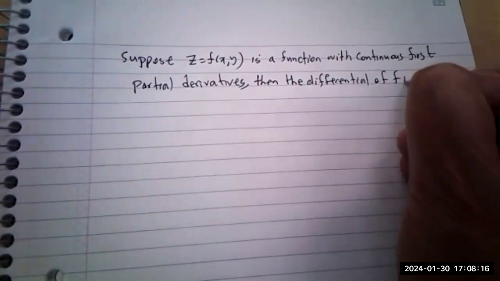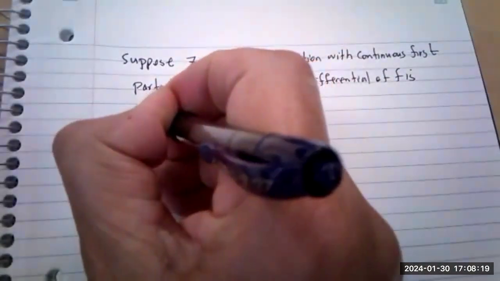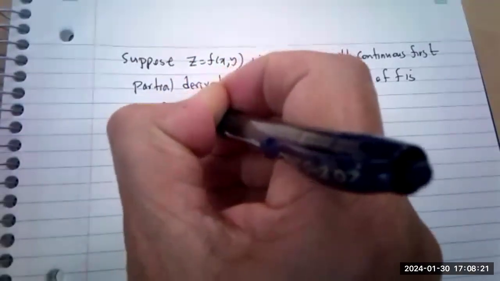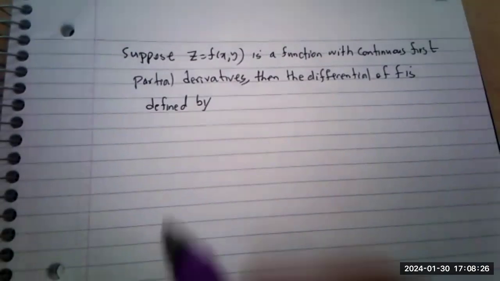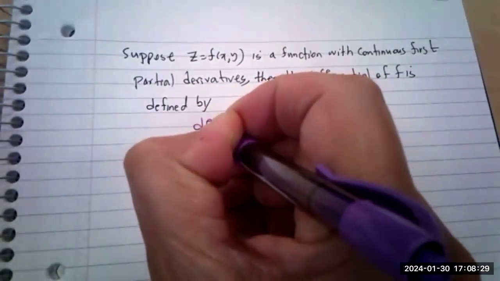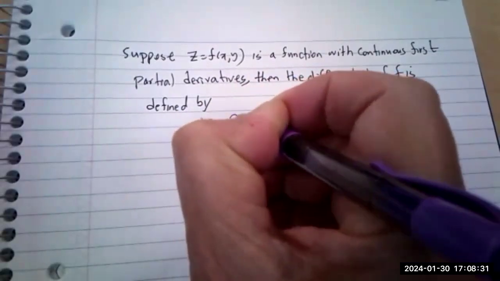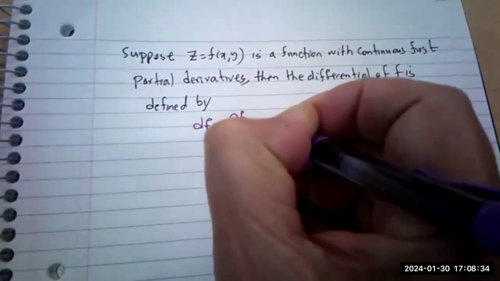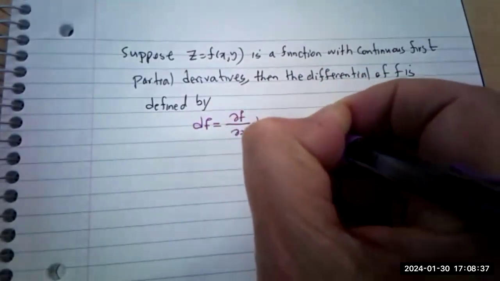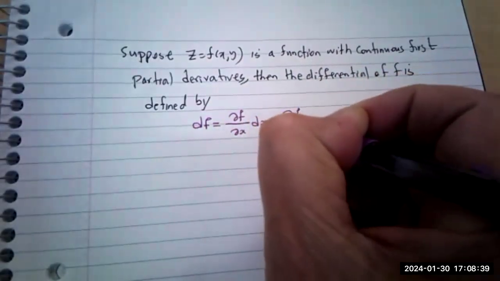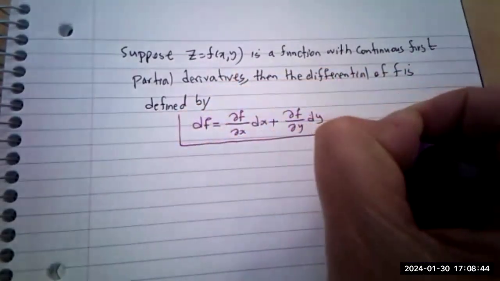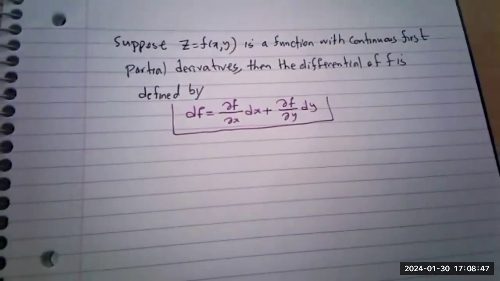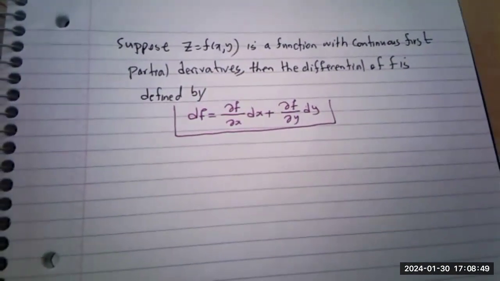The differential of f is defined by the one that I created before. That's it. The differential of f is the partial of f with respect to x times dx, plus the partial of f with respect to y times dy. That is the differential of f. Now, the one that we are going to be interested in is when this is a constant function.